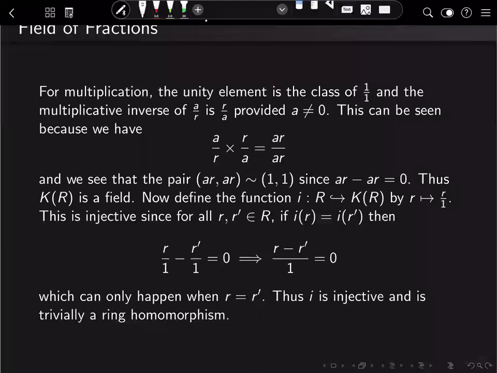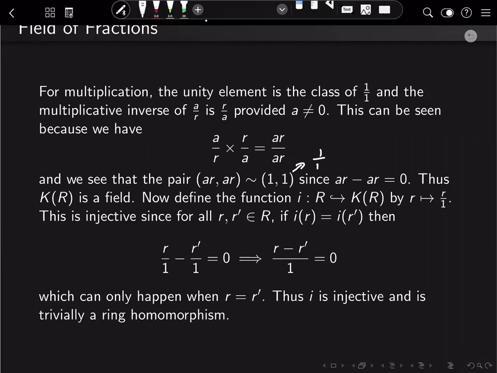Now for multiplication, the unity element is the class of 1 over 1, and the multiplicative inverse of a over r is r over a, provided that a is non-zero. And this jives with our regular definition because we know that the zero element is non-invertible. So we can see that a over r times r over a is equal to ar over ar, and we want to show that this is in the equivalence class 1 over 1. But we know that ar minus ar is equal to 0, right?